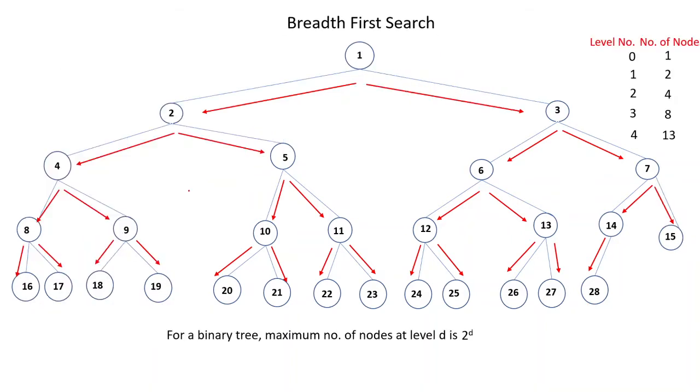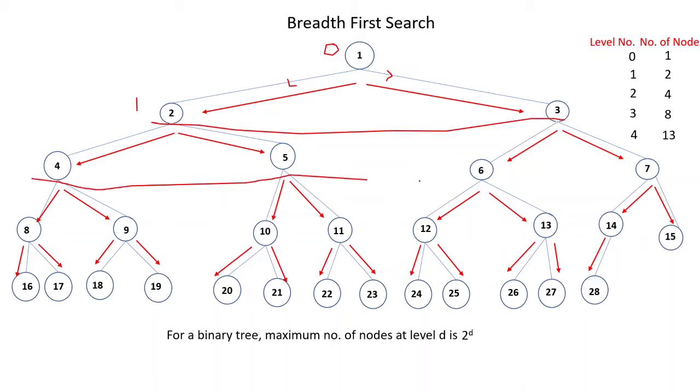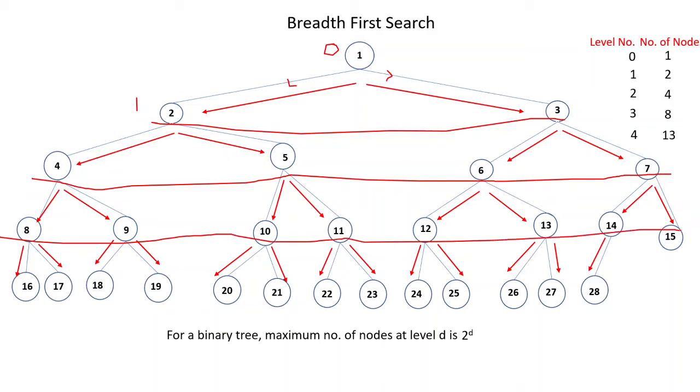Okay, now moving on. In this case, the search space was a binary tree, that is a tree where each node has two successors. If we consider this level as level number 0, this level as level number 1, this as level number 2, this is considered as level number 3, and this is level number 4.